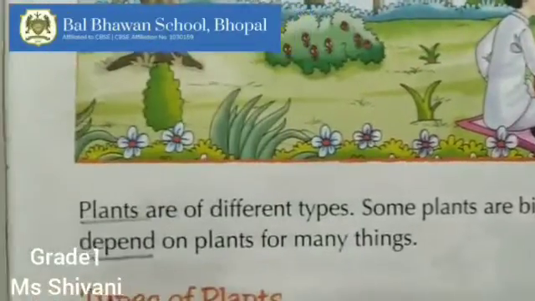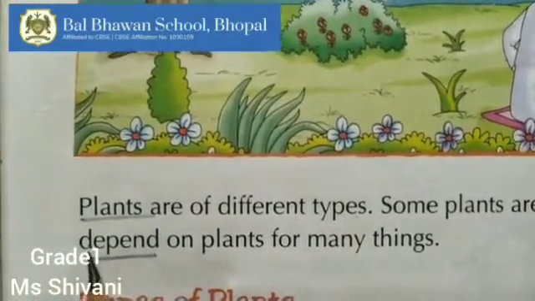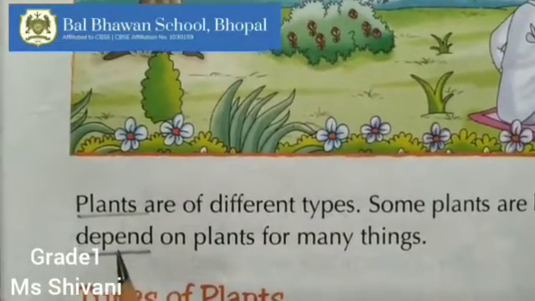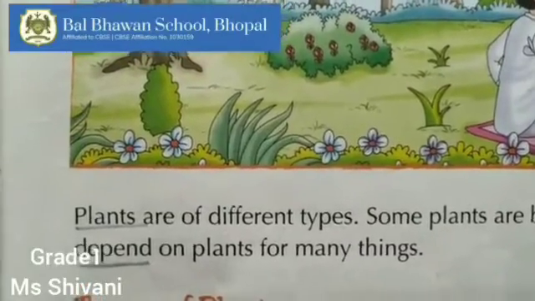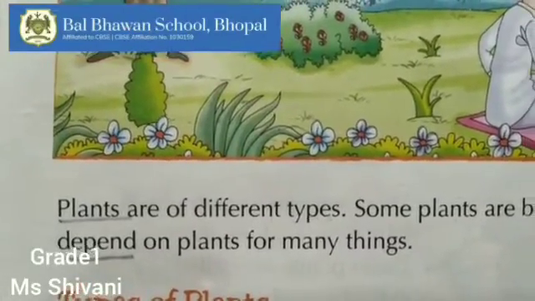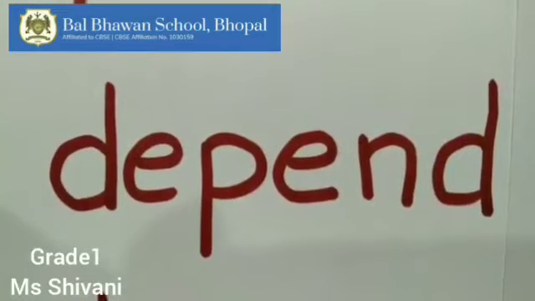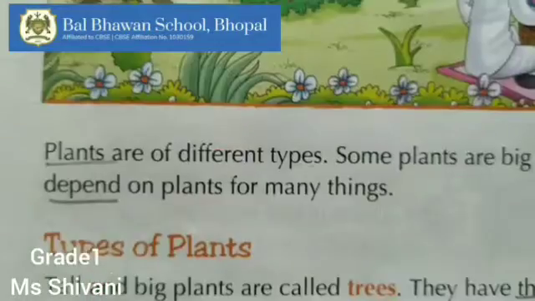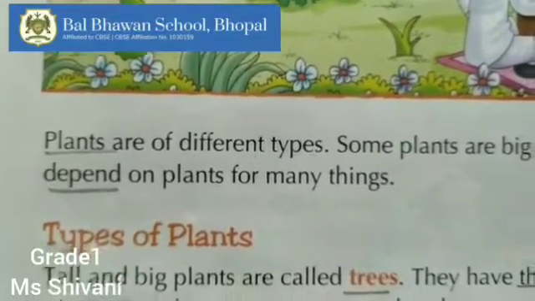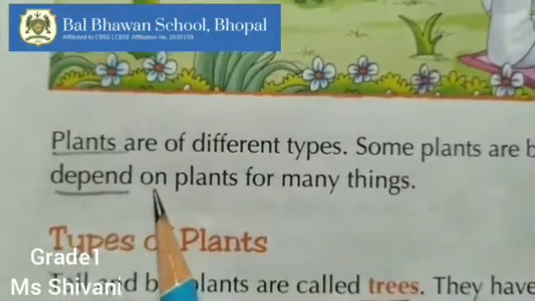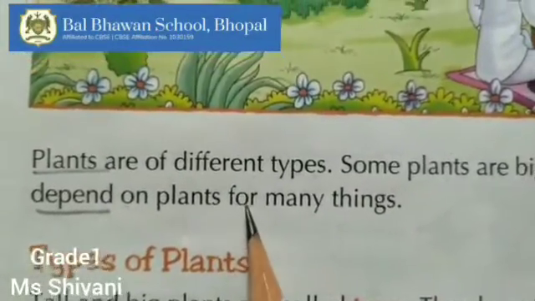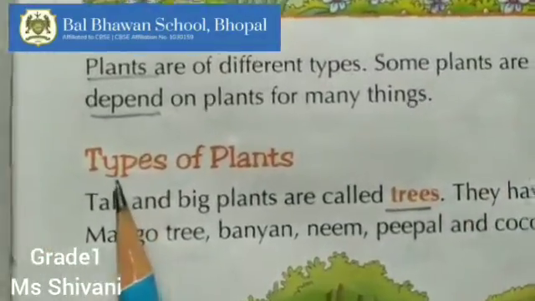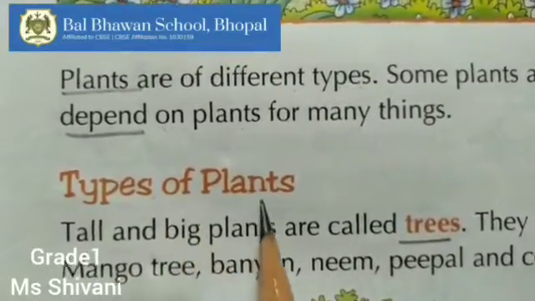We depend. D-E-P-E-N-D, depend. Depend means निर्भर करना, किसी के ऊपर निर्भर करना. Depend, D-E-P-E-N-D, depend. On, O-N, on plants for many things. Next, types of plants.